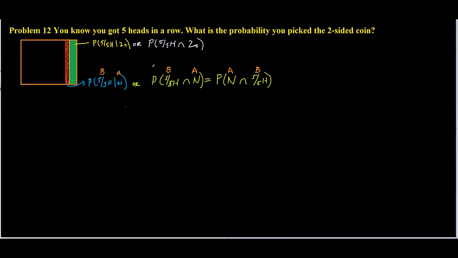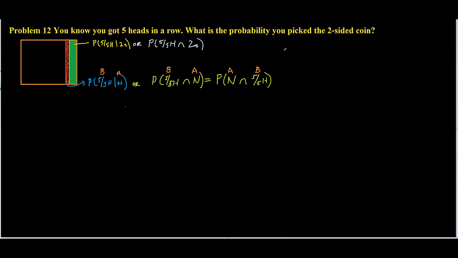Okay, now let's use Bayes' theorem to figure out a really difficult problem. This problem says you got 5 heads in a row. Now you want to know what is the probability that you pick the two-sided coin. This is a different question than we answered before, so you should understand what this difference is.